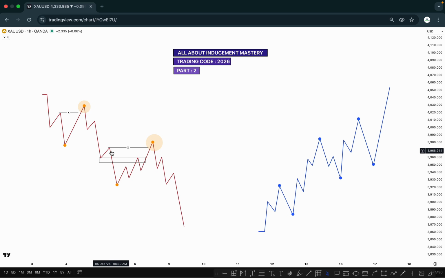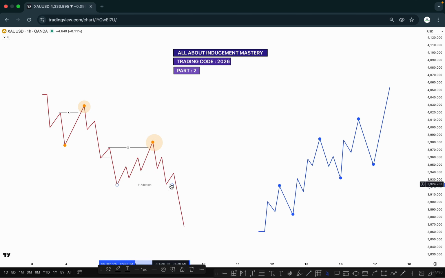That's why this point becomes our inducement. People get induced at this point, everyone is buying and selling at this point, and they put the stop loss, they enter at this point. That's why this point becomes our inducement. Again, what happened here? The market again broke the structure on the downside right here.